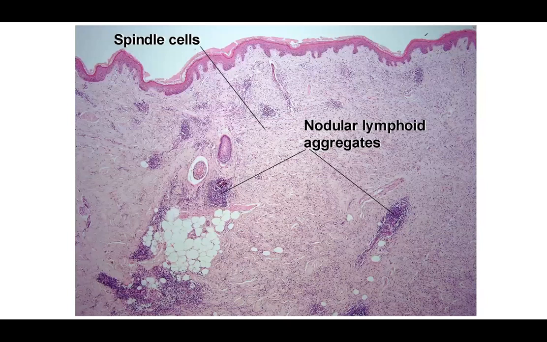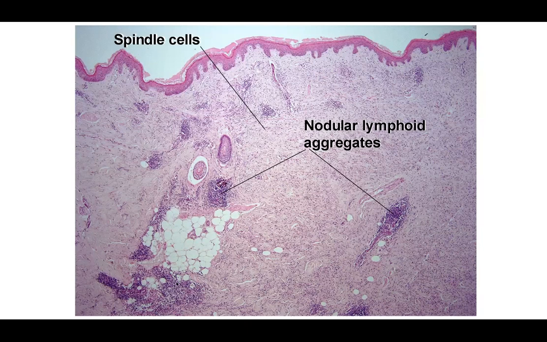Here's another subtle example on low power from Elston's textbook. But you can see how this would be easily missed if you didn't have a high degree of suspicion. So there's diffuse spindle cells. From this power, you can't tell. You'd have to go in higher power and also do SOX10 staining, but these are malignant melanocytes intercalating throughout the dermis. Nodular lymphoid aggregates are shown here.